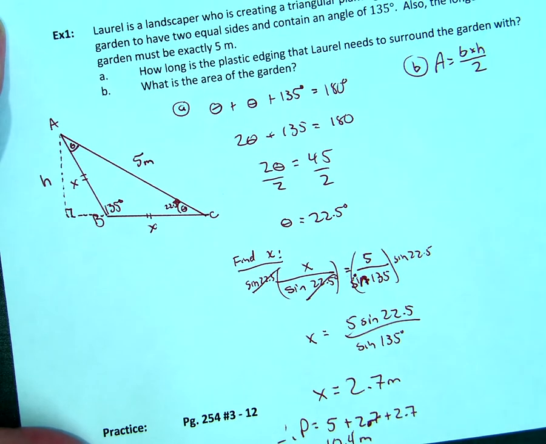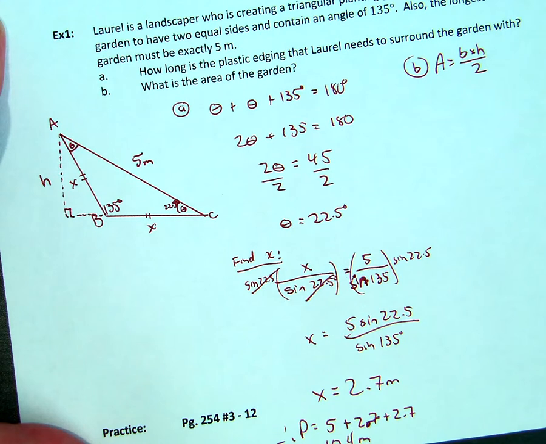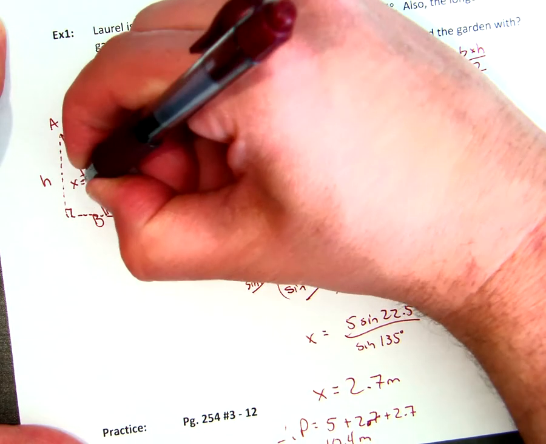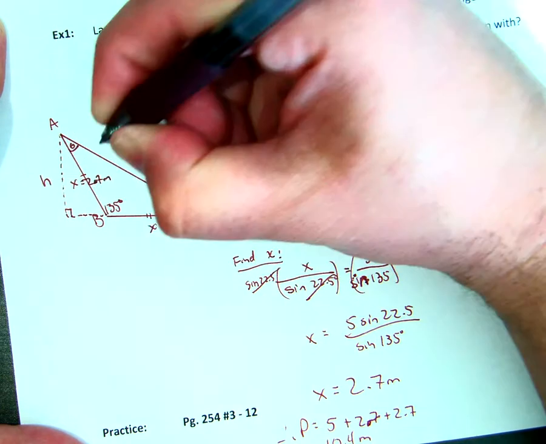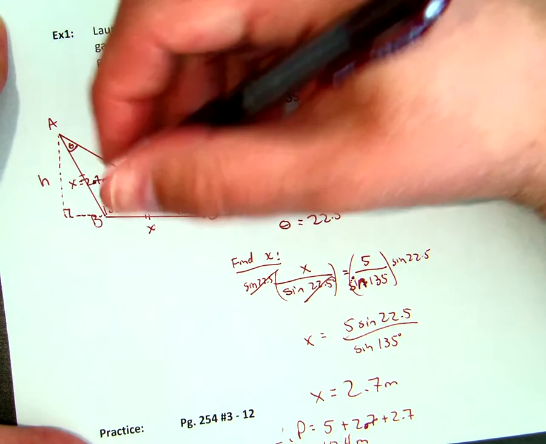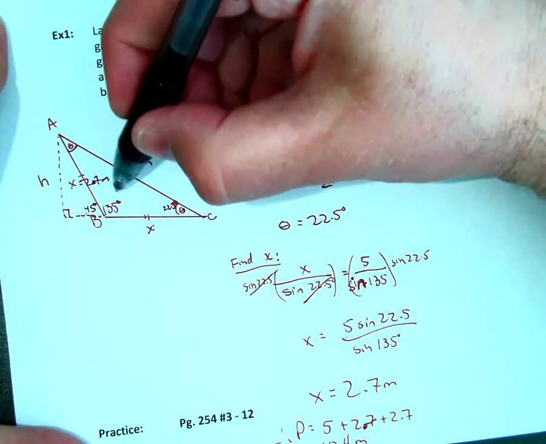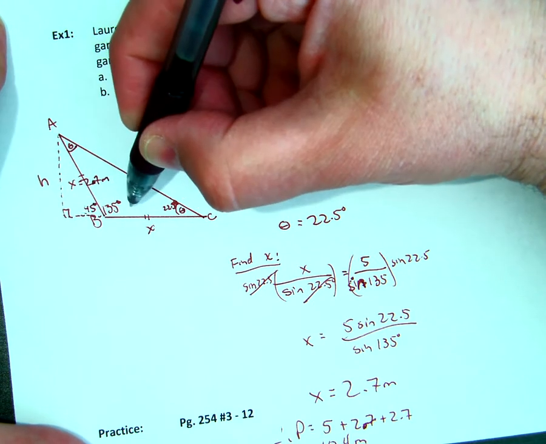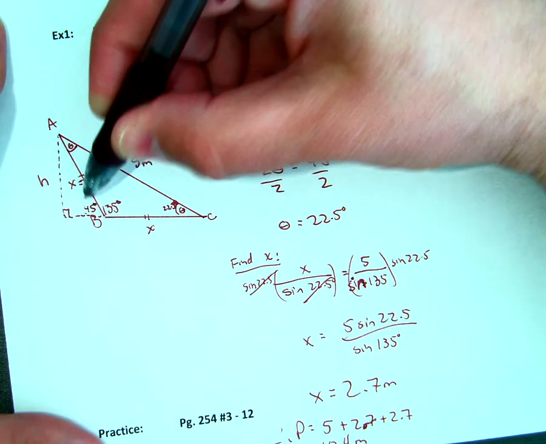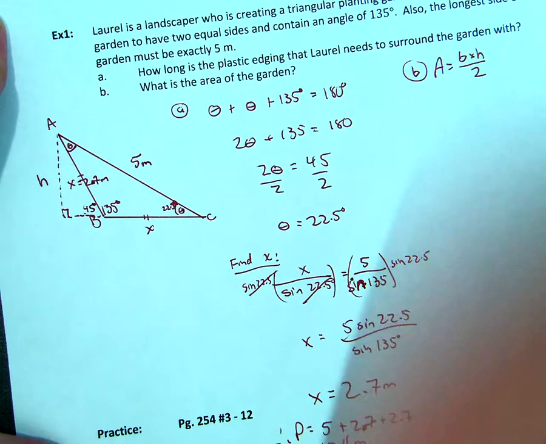You could do it with this side being the base. It will change it, but that's okay. You'll get the same answer. So I need the height. I know that x is 2.7 meters. I also know that this angle here would have to be 45 degrees because the whole thing's got to be 180. So 180 minus 135 will give me the 45 there. Then I've got a right angle triangle, so I can use SOHCAHTOA, which is good.